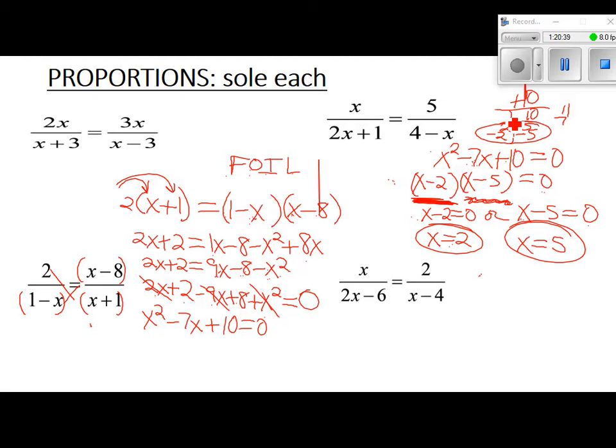Plug in 2, plug in 5, and see if it makes sense for the angles to be whatever you come out with. Because you got to remember, angles can't be negative and segments can't be negative. So that's this third one. This third one right here, x equals 2 or 5.